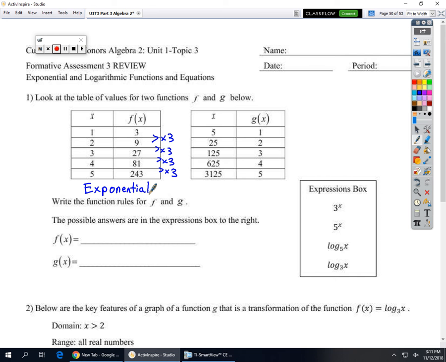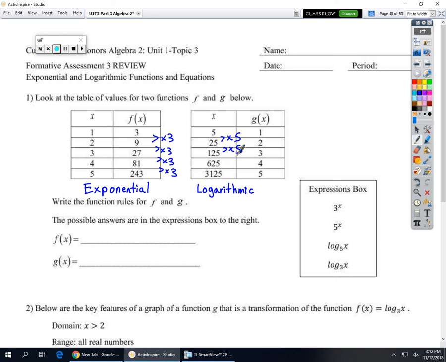And if you look at this other one, it's like it's exponential, except the x and y values are switched. Well, the x and y values are switched, meaning it's the inverse. The inverse of an exponential is a logarithmic. And here they're multiplying by 5 each time.